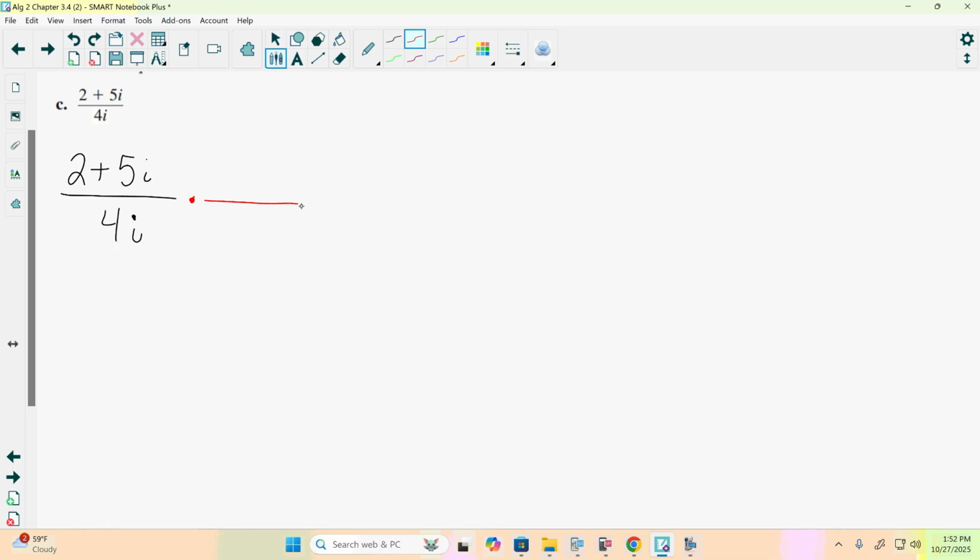Looking at this here, the bottom of the fraction is 4i. So its complex conjugate would be what? Negative 4i. So we're going to multiply the top and bottom of this fraction by negative 4i. Now the denominator is kind of nice. It's 4i times negative 4i. 4 times negative 4 would be negative 16. i times i is i squared. So the denominator is just negative 16i squared.